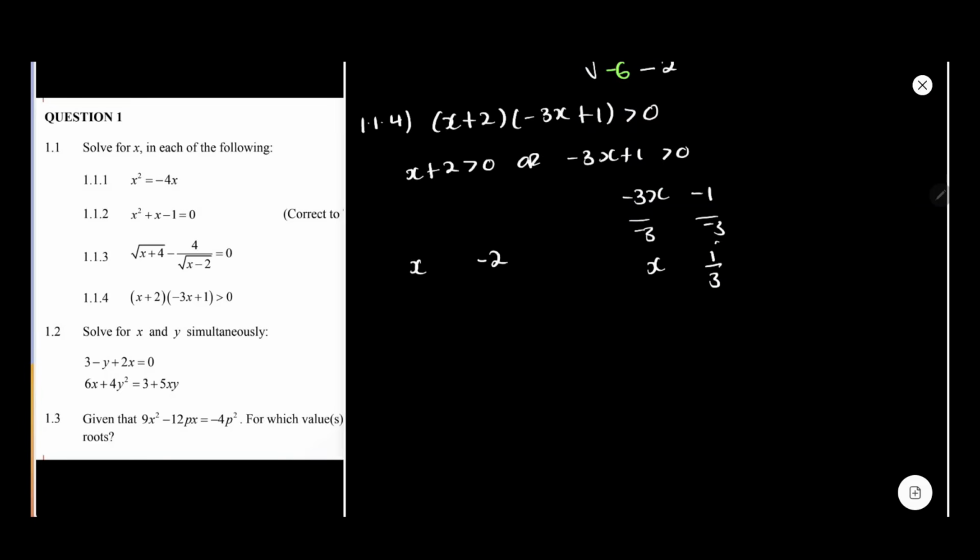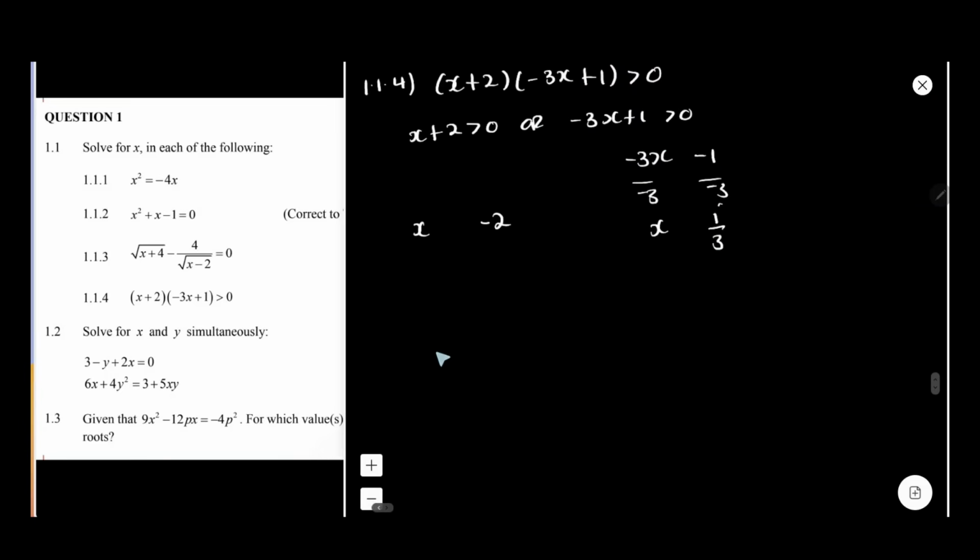Since we have these values, what we can do is draw a number line. And then we're going to put down our critical values, which were negative 2 and 1 over 3. Then you have to think about a number that is smaller than negative 2, and that would be negative 3. And a number bigger than negative 2, that would be negative 1.